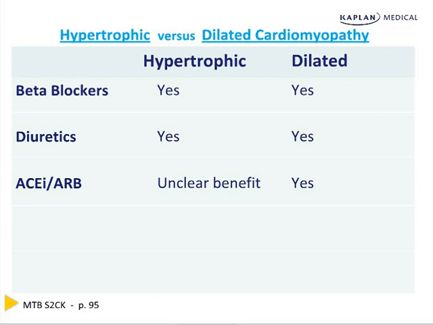The biggest clear difference is that spironolactone doesn't help hypertrophic cardiomyopathy, but spironolactone definitely helps dilated cardiomyopathy. Digoxin doesn't help hypertrophic cardiomyopathy, and digoxin may not lower mortality in dilated, but it certainly decreases symptoms, so it helps.